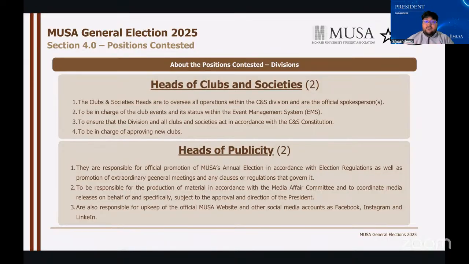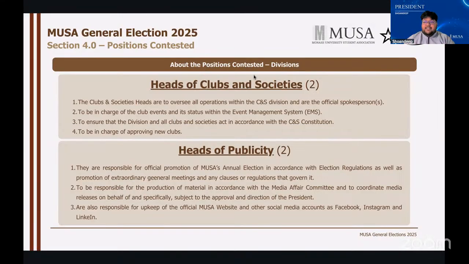Because sometimes we have new clubs, sometimes we have clubs with improper management, unfortunately. So they are there to make sure that everything is maintained in order as well. And of course, once again, Monash Cup, they are one of the biggest events. This is the 10th year anniversary as well, and many years more to come.